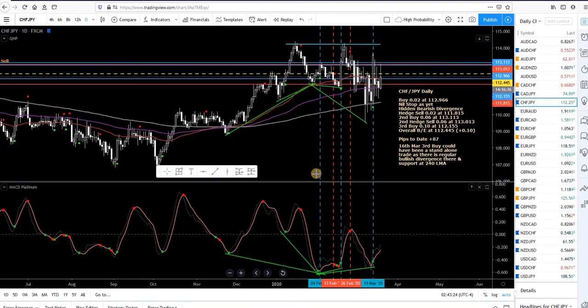Swiss yen, this has been causing me a bit of grief. Look, just look at how messy the chart is. It's been a tough week. You know, it's a pretty clean chart normally until coronavirus comes along. The yen moves a lot. So I'm in a few trades here. You can read the notes.